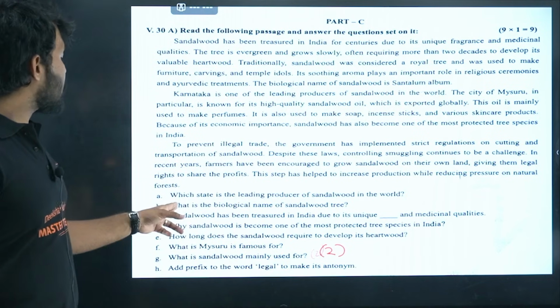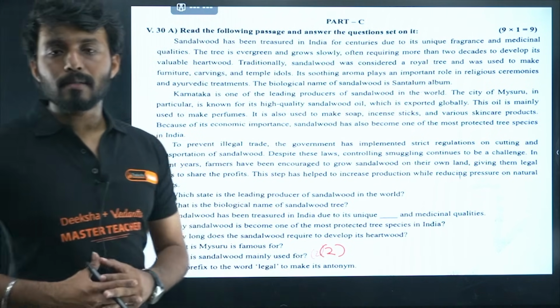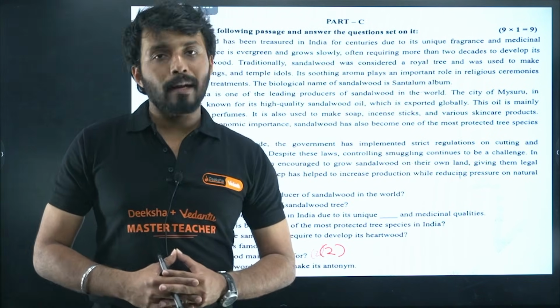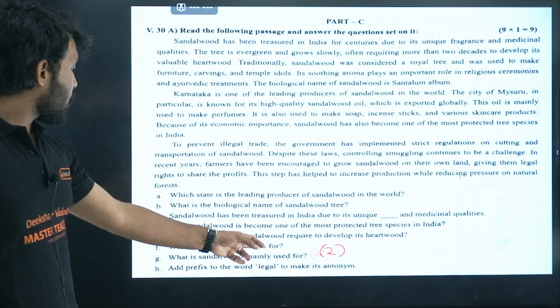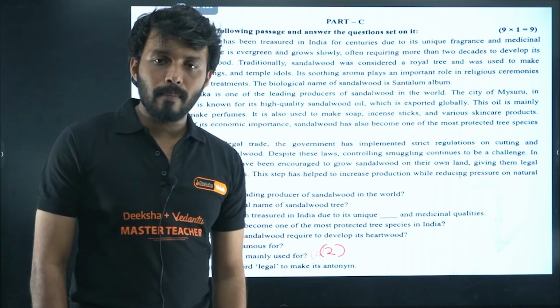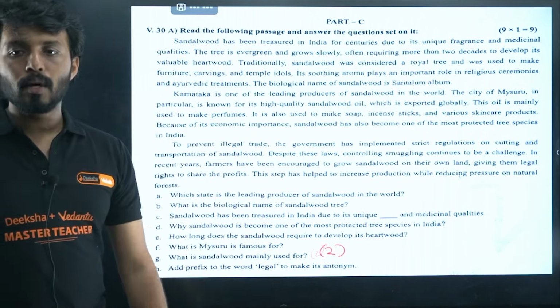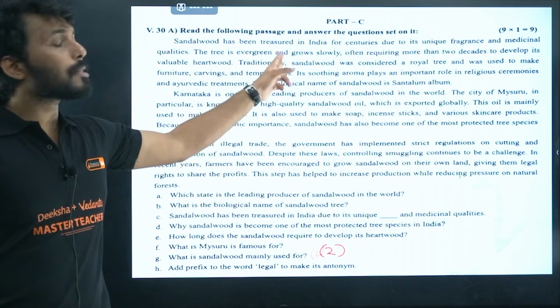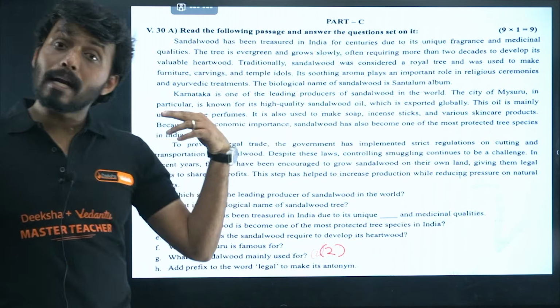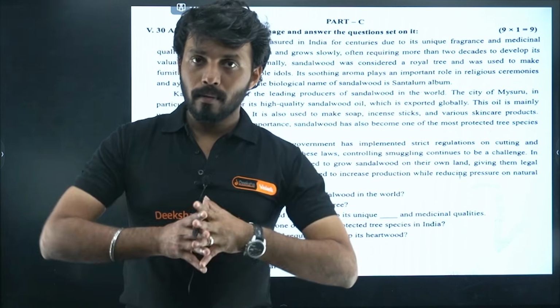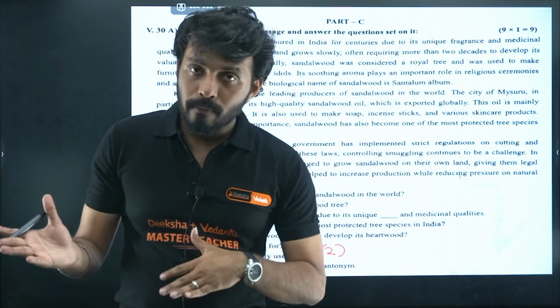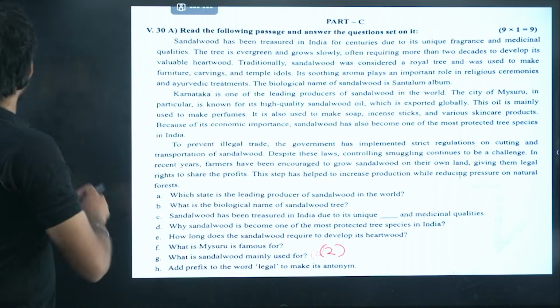Here, in part C, the unseen passage, you are given 8 questions, which in total carry 9 marks. The last but one question is for 2 marks, and the rest are all 1-mark questions. So in total 9 marks. This is the unseen passage. And what did I tell you earlier? You have an or question too. It's an unseen passage or the poem.